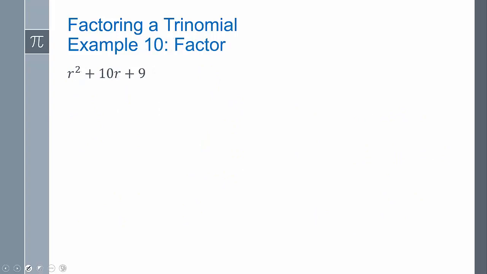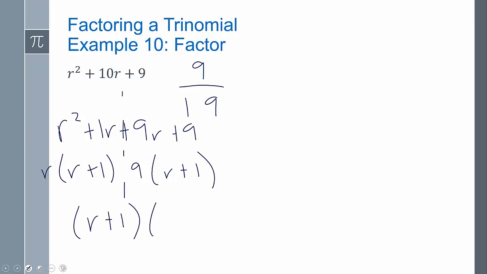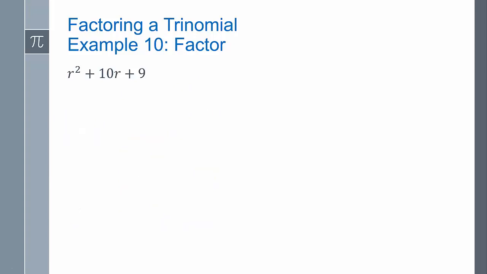Let's look at one more. A times c. 9. Factors of 9 that add to 10. 1 and 9. Rewrite it. Factor by grouping. There's an r in common. There's a 9 in common. So whatever's the same and whatever's in front. I know, my R's kind of look like V's here. I apologize. It's kind of weird. This is the best R in the world, but the rest just, ugh.